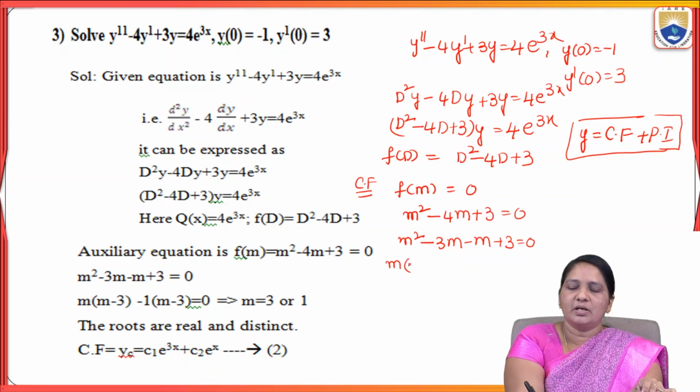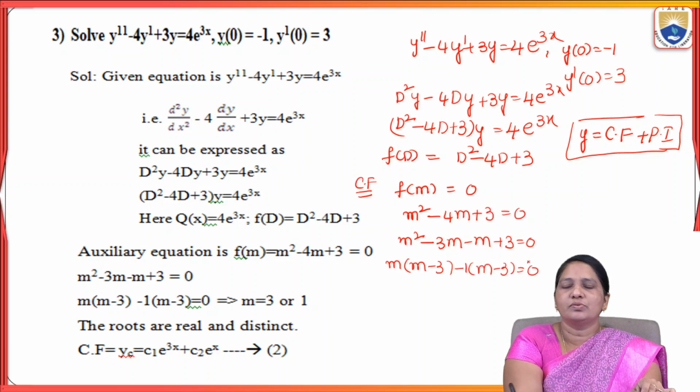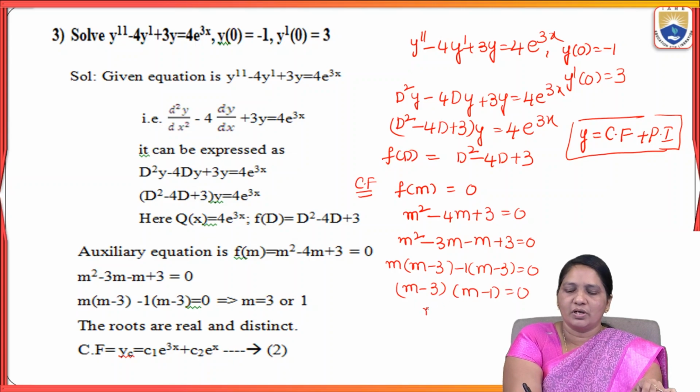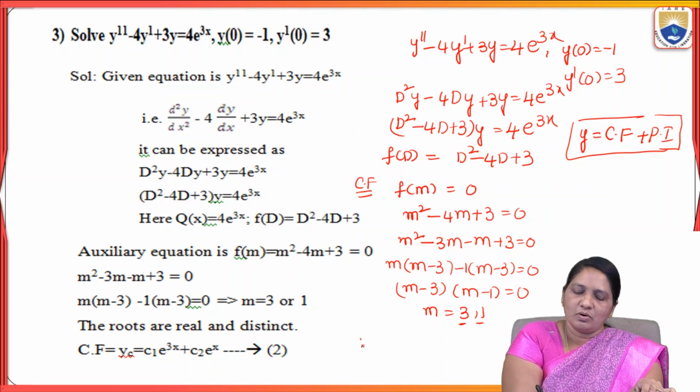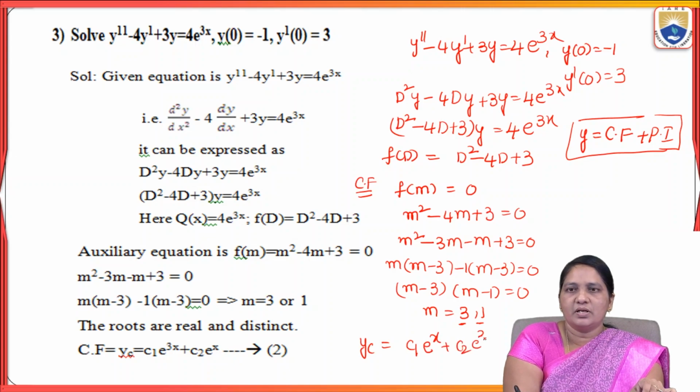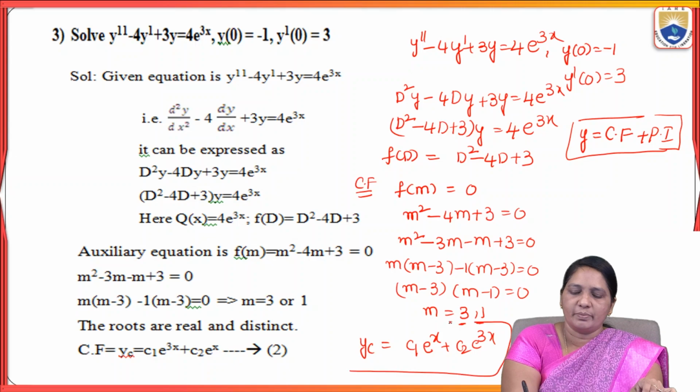Take m common here, m minus 3, and take minus 1 common. So finally (m minus 3) into (m minus 1) is equal to 0. So what are the m values? m values are 3, 1. Now I got the roots: two distinct, real roots. So complementary function yc equal to c1 e power x plus c2 e power 3x. This is our complementary function.